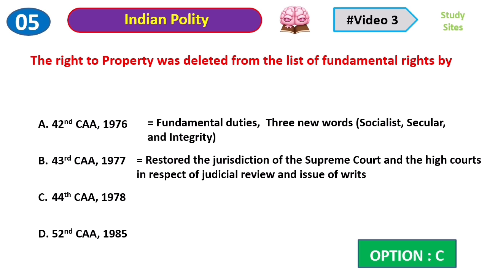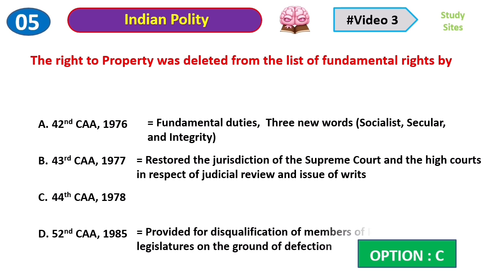The restoration of the jurisdiction of the Supreme Court and High Courts in respect of judicial review and issue of writs was done by 43rd Amendment Act of 1977, and 52nd Amendment Act of 1985 provided for disqualification of members of parliament and state legislatures on the ground of defection.